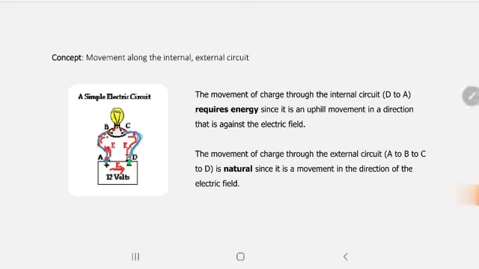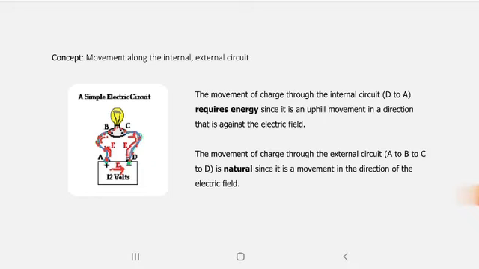Electric potential energy, until it reaches point D and is ready again to be pumped up or to gain electric potential energy from the battery, and so on and so forth. The cycle or the circuit will continue.